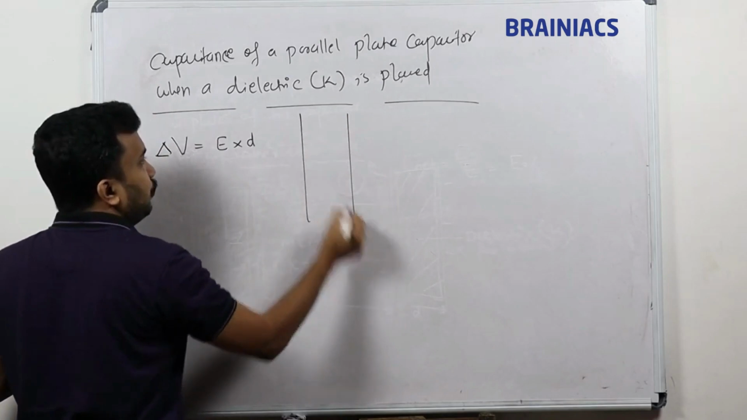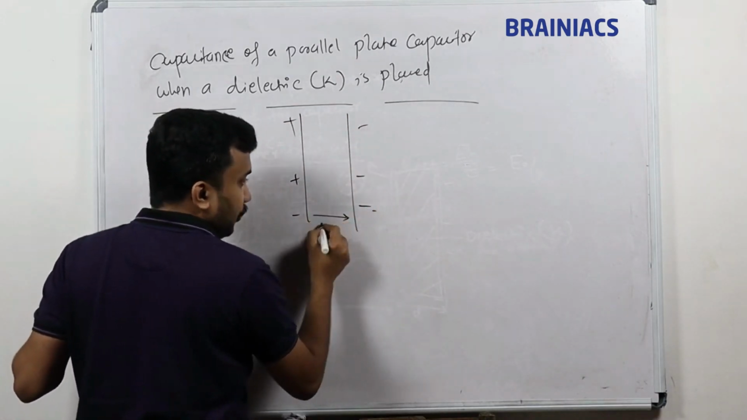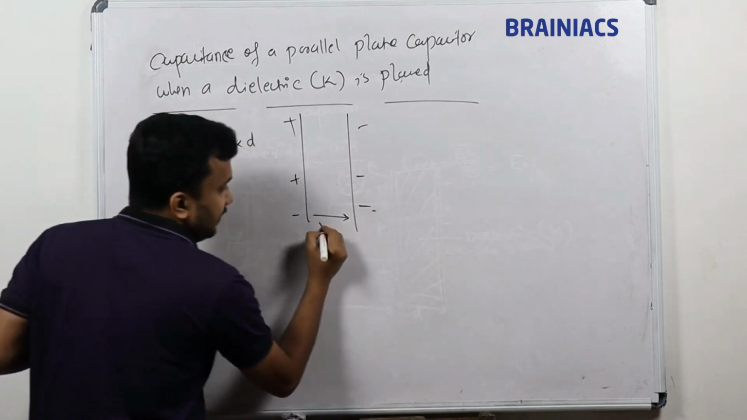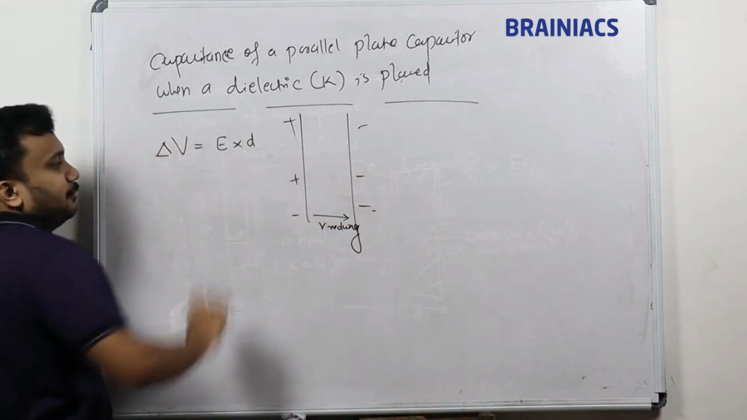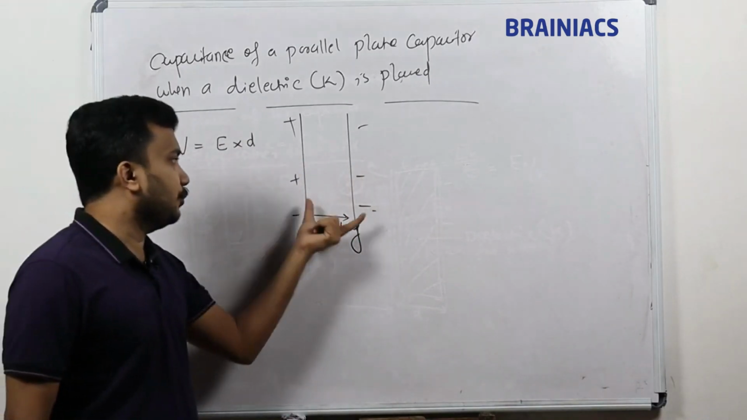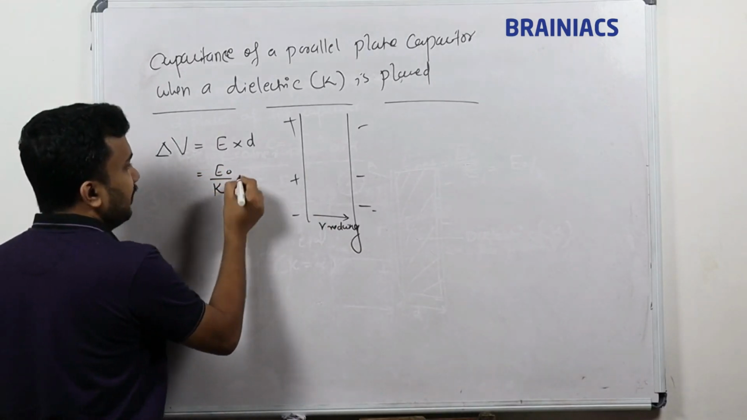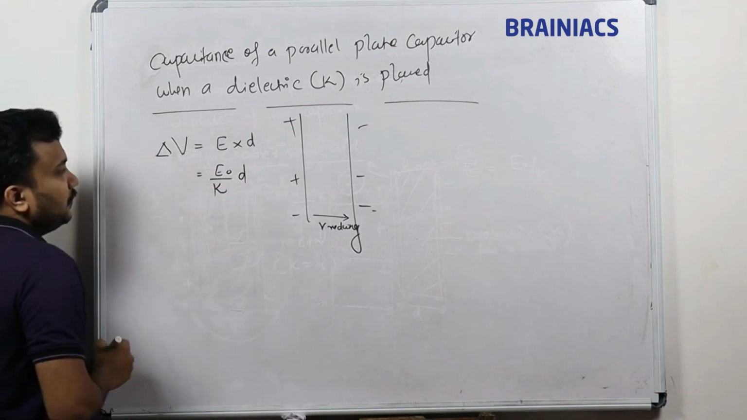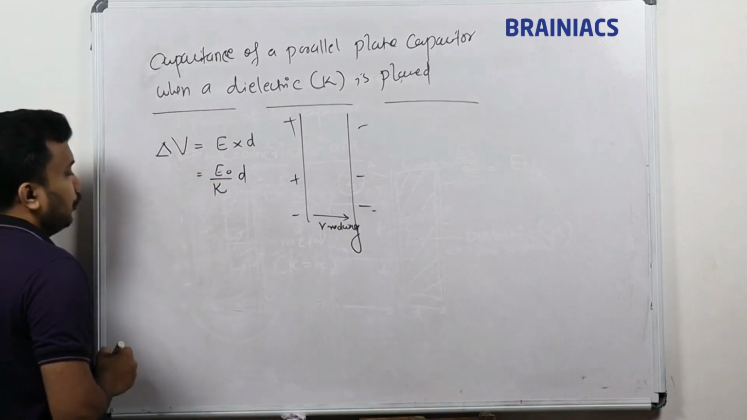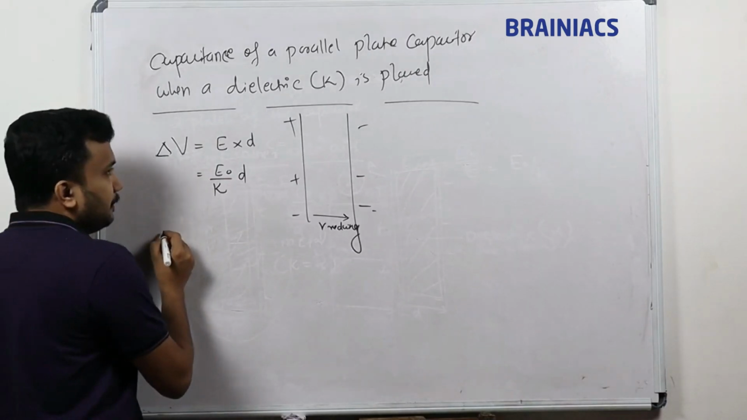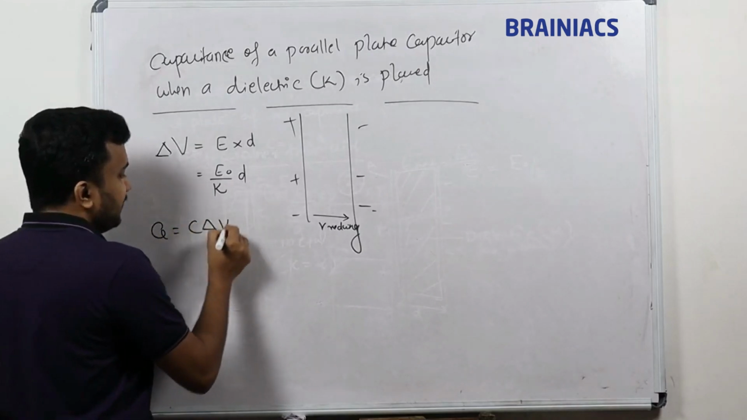Here I have to say voltage difference. Why? Because I have 2 plates, positive plate and negative plate. When going from here to here, the potential V is reducing, right, from positive to negative. So that potential difference is called delta V, and E for a dielectric is E0 by K, into D. Okay, so now we know the formula for capacitance. Q is equal to C into, in this case, delta V.